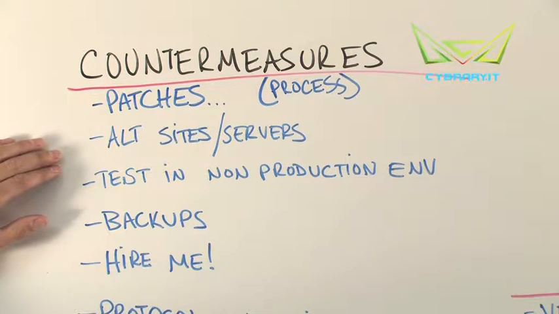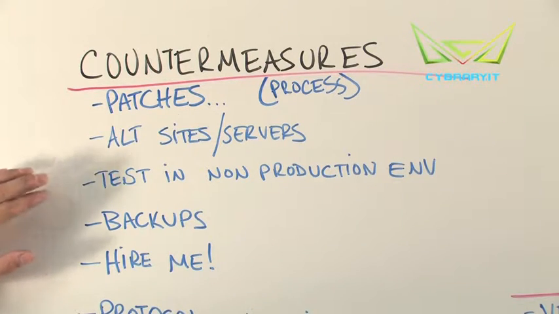Alternative sites versus alternative servers. Well, in the world of business continuity, we have alternative sites: hot sites, warm sites, cold sites. You can also apply that similar style of thinking to an alternative server. In other words, if your primary server goes down, what about having a hot standby or maybe even a cold site, all right? That way you can keep your business up and running.